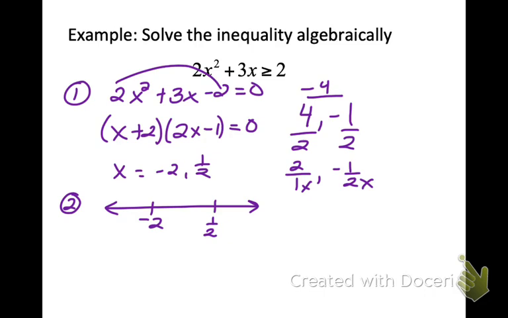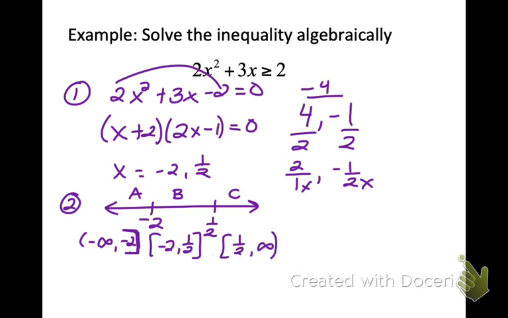So we've got 3 intervals. You've got interval A, interval B, interval C. Interval A in interval notation would be negative infinity to negative 2. Oh, this would be a bracket, wouldn't it? So that's the equals to. Interval B would be bracket negative 2 to 1/2. Interval C would be bracket 1/2 to infinity.